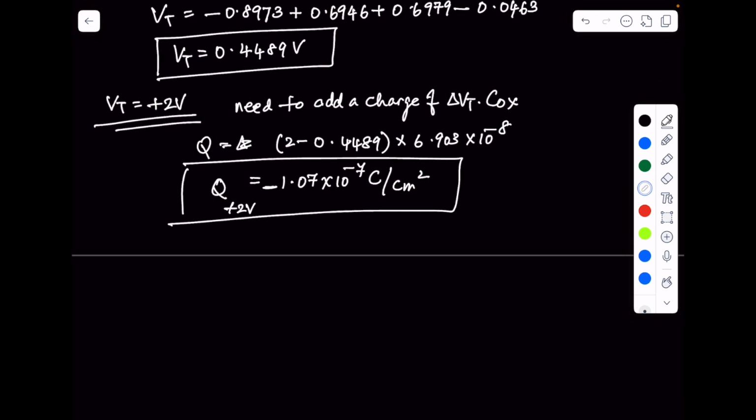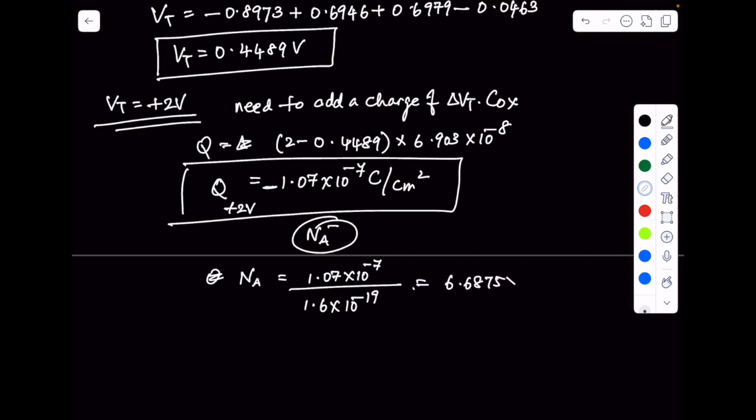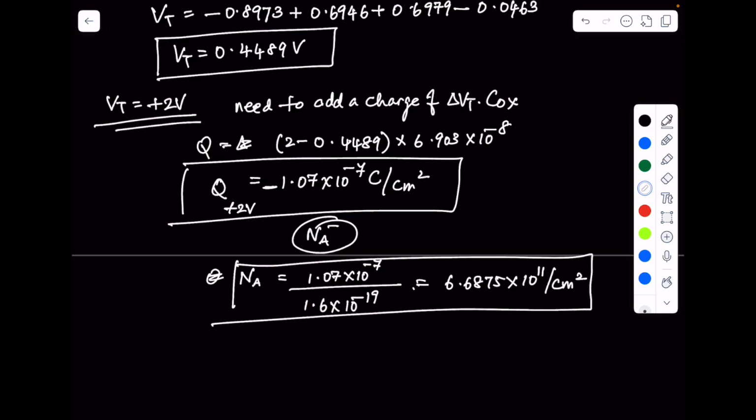What do I mean by adding a negative charge? That means I need to add more p-type right at the interface so that locally it looks like a fixed charge, and therefore I can change the Vt of the device. So I can think about adding a local Na density of 1.07 into 10 power minus 7 divided by 1.6 into 10 power minus 19, or 6.6875 into 10 power 11 per centimeter squared. So I need to add this amount of doping at the interface to increase the Vt up to 2 volts.